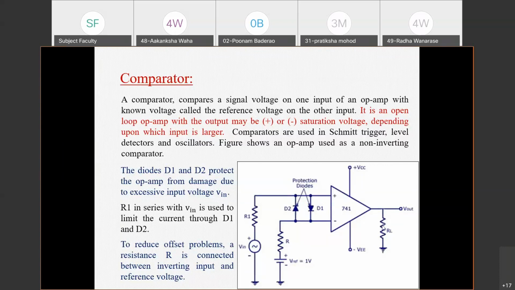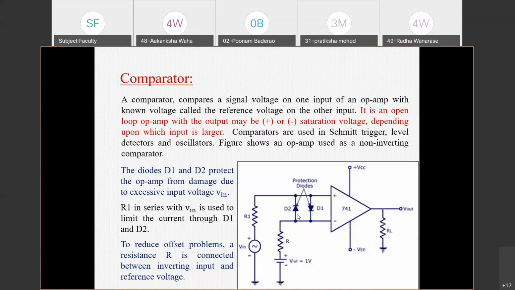Again, a few circuit elements are there. Suppose, for example, D1 and D2. These are nothing but two diodes of different directions. You can observe here that these diodes are connected in different directions. The basic purpose of these diodes is to protect this circuit and to limit the input voltage.